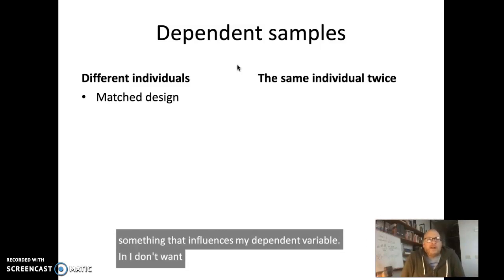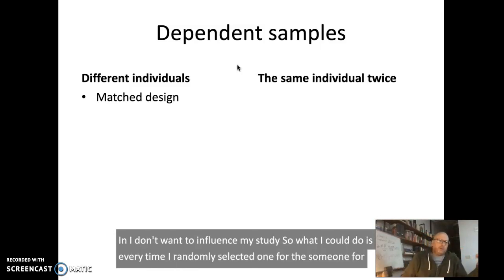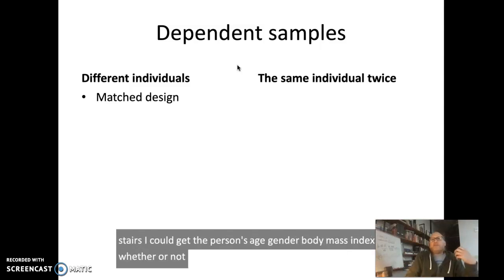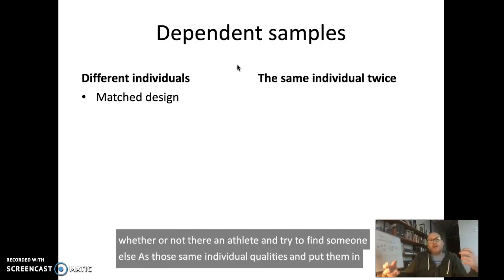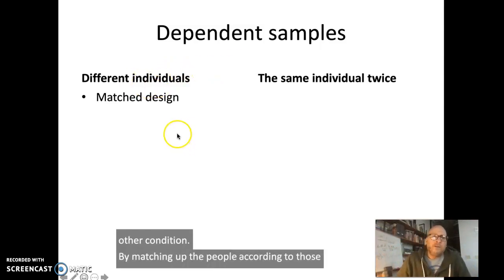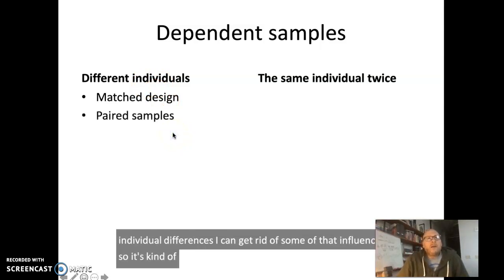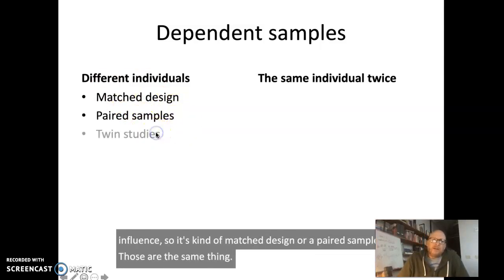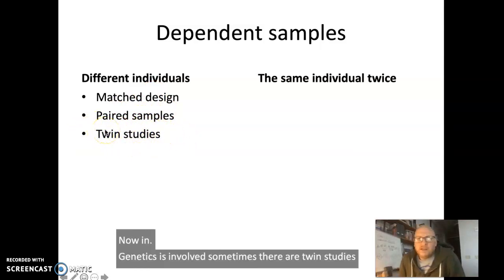So what I could do is every time I randomly selected someone for the stairs, I could get the person's age, gender, body mass index, whether or not they're an athlete, and try to find someone else that has those same individual qualities and put them in the other condition. By matching up the people according to those tricky individual differences, I can get rid of some of that influence. So it's called a matched design or a paired sample. Those are the same thing. Now, in genetics, when genetics is involved, sometimes there are twin studies in which you have identical twins.